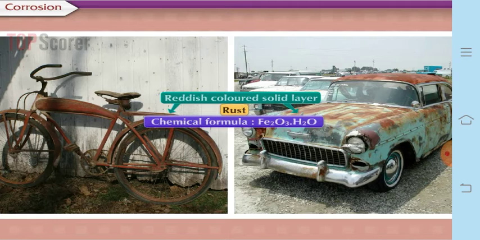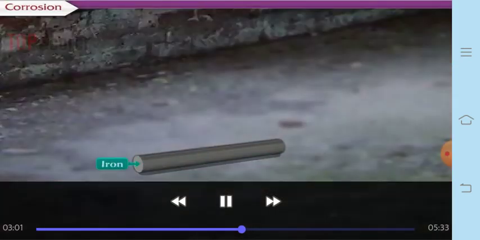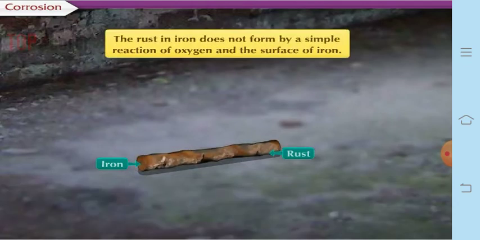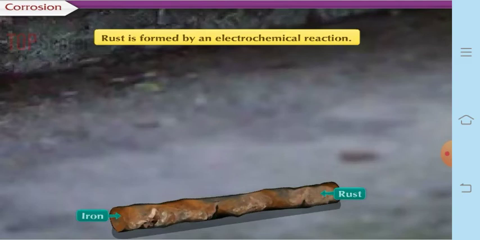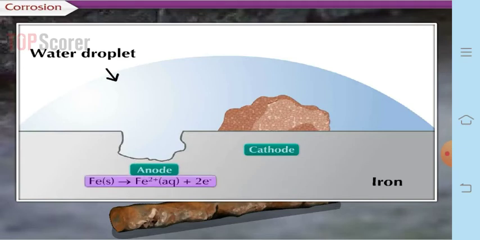When iron comes in contact with air and moisture, the rust layer is formed, and that rust layer is a reddish colored solid layer. Now let us proceed to see what is actually happening here. Whenever an iron article is kept like this, an oxidation reaction takes place, and rust does not form by a simple reaction of oxygen with the surface of iron, but it is an electrochemical reaction. Some regions of the iron article act as anode while some act as cathode. At the anode, the iron undergoes oxidation to form Fe2+.